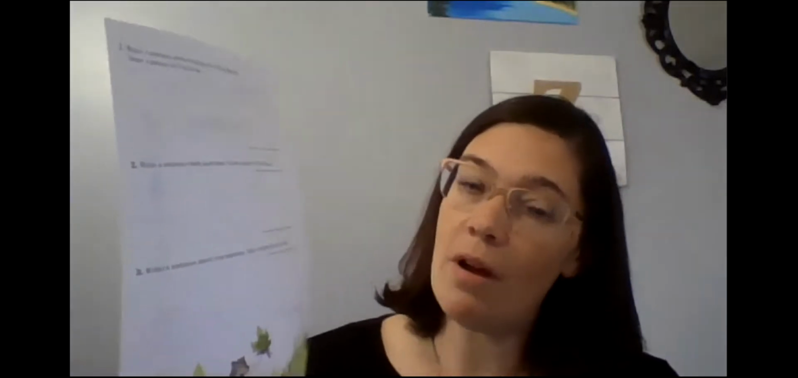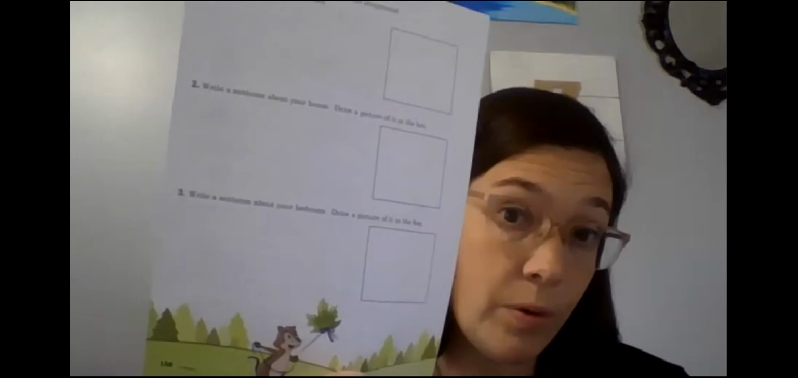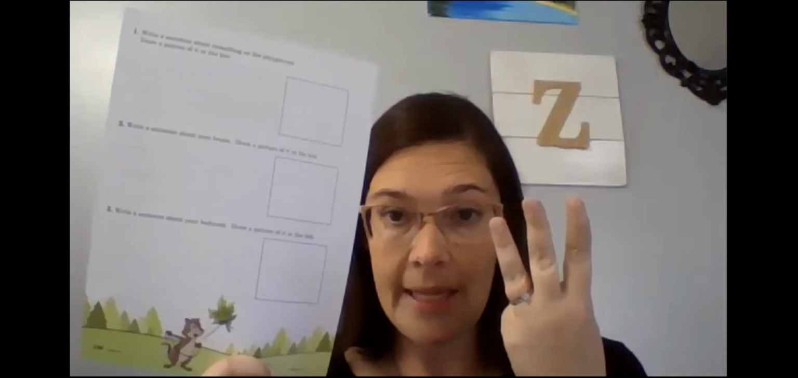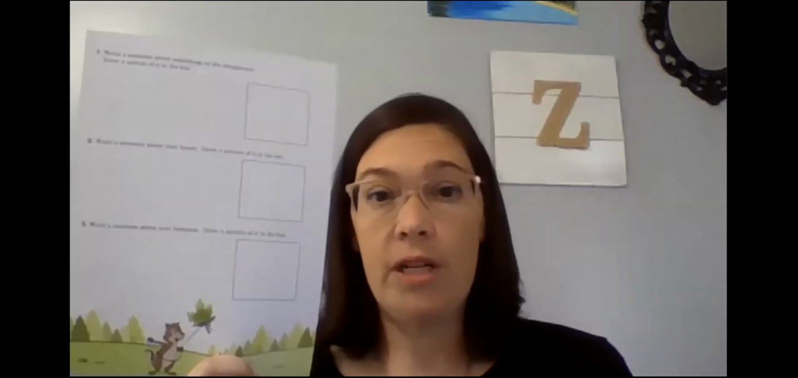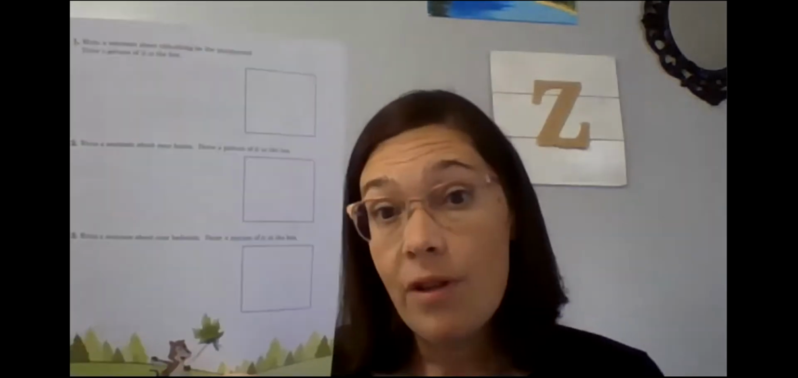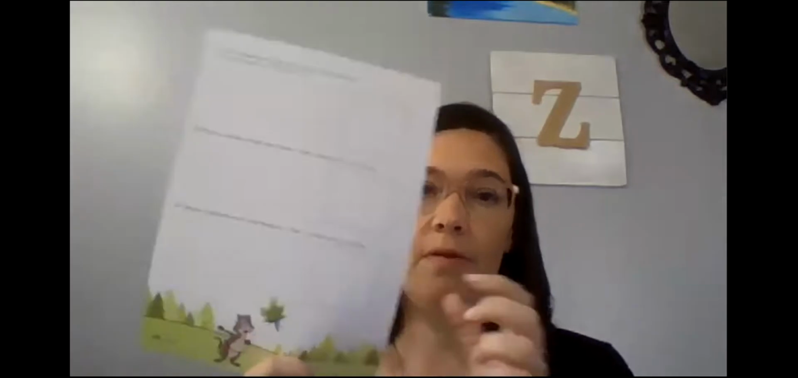Number 3, write a sentence about your bedroom. Okay, draw a picture of it in the box. In my family, my boys might say, we have a bunk bed with 3 beds. It's called a triple bunk. Or my girls might say, we share a bedroom, or I have pink curtains, or whatever you could say about your bedroom. And then draw a picture of that in the box.